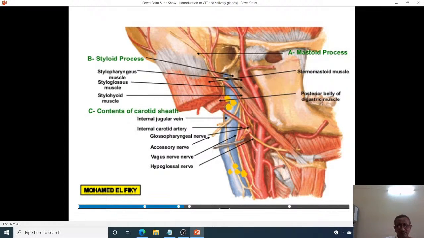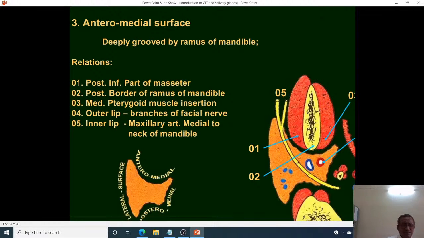And then we have the carotid sheath, wherein we have the internal jugular vein, internal carotid artery and the 9th, 10th, 11th and 12th nerves. That is the glossopharyngeal, vagus, spinal accessory and hypoglossal nerves. All these are the posterior medial relation of this parotid gland. Anteriorly we have the masseter muscle, the medial pterygoid muscle, the ramus, then the facial nerve and the maxillary artery. Very easy.